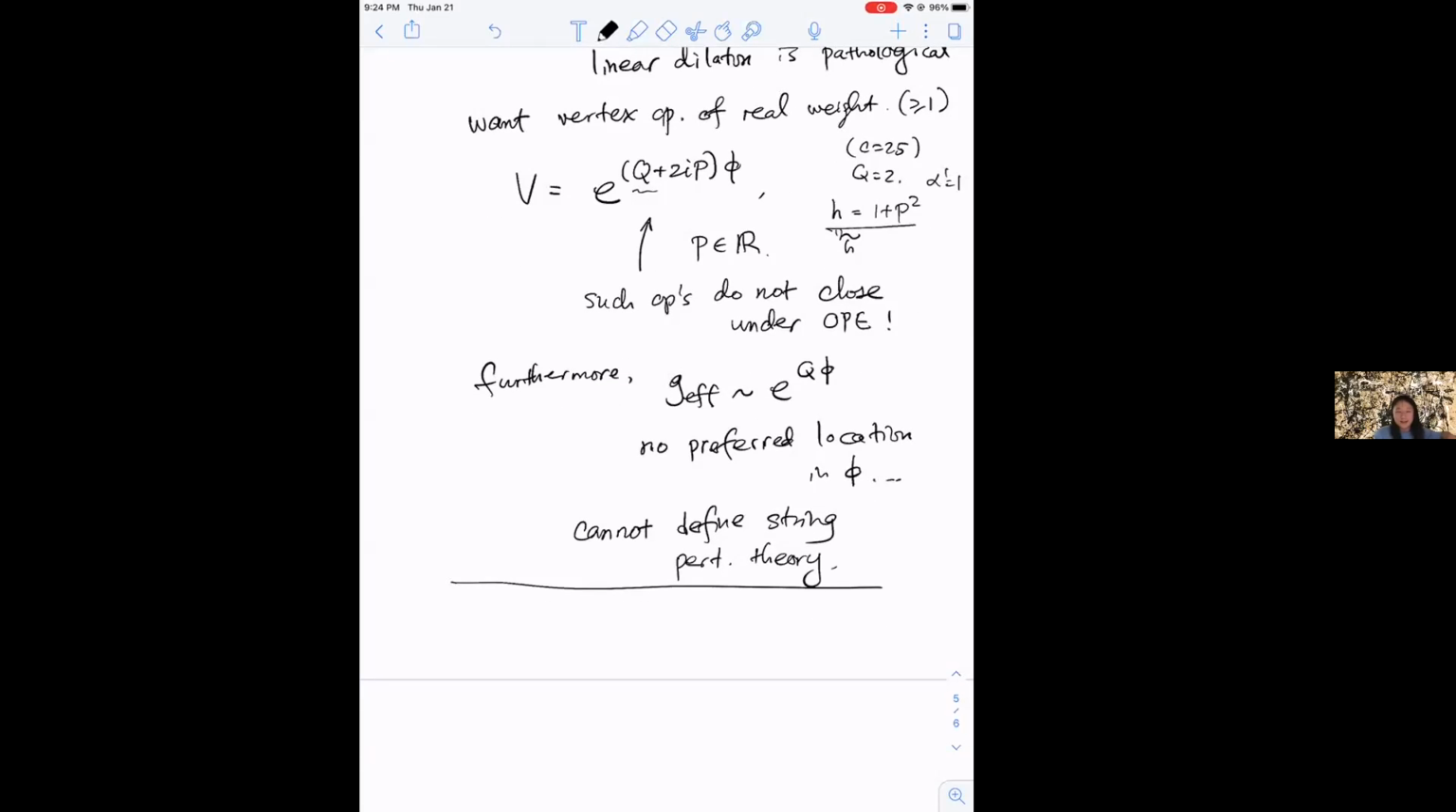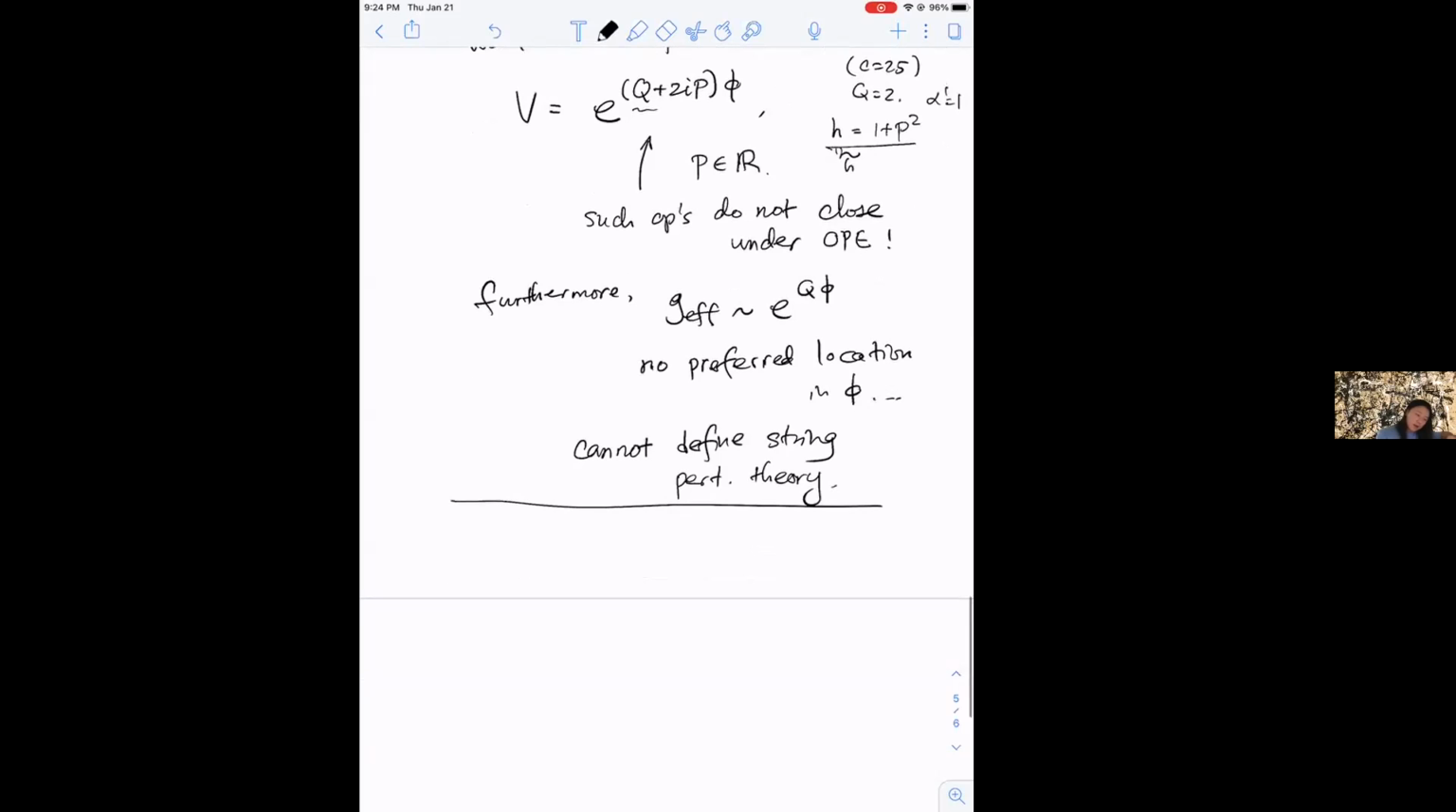The point is that if you use the linear dilaton background with central charge 25, that does not define a sensible perturbative string theory in the two-dimensional target space with x naught and phi. This problem can be fixed by considering Liouville theory instead of linear dilaton theory.